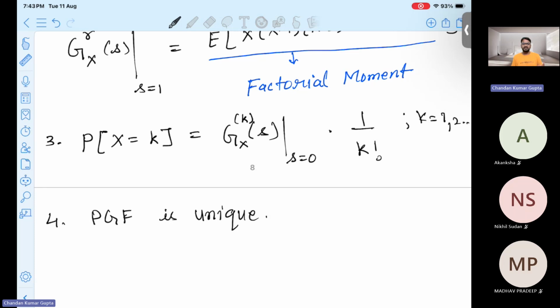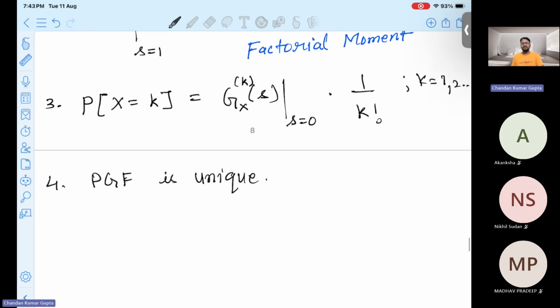Suppose you have two random variables x and y, which follow the density functions fx and fy. Then if x is equal to y, in that case fx is equal to fy. That means if x and y are not two different random variables but a single random variable, the density function is also the same. So this gives the uniqueness theorem of the probability generating function. Up to this point, if you have any doubt, please ask.